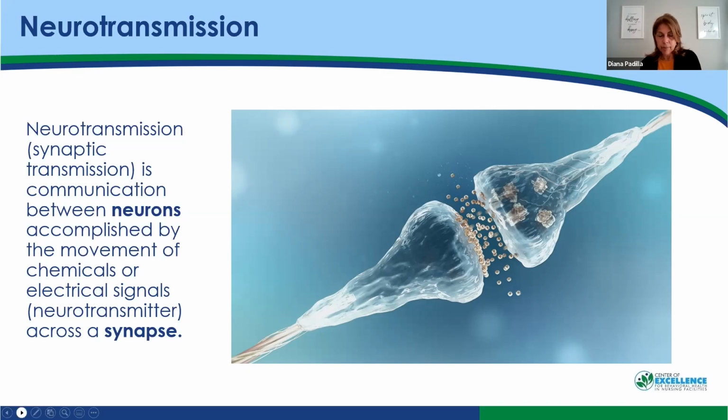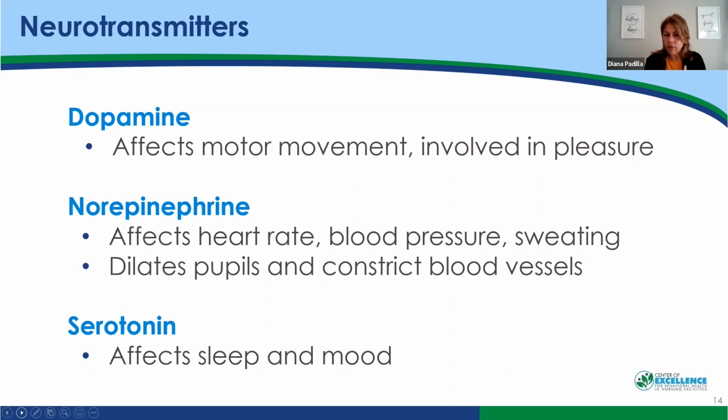Next slide. What we are familiar with is that dopamine is one of those neurotransmitters, very much associated with substances. It affects motor movement and is involved in pleasure. Norepinephrine affects heart rate, blood pressure, and sweating, dilates pupils, and constricts blood vessels. Serotonin affects sleep and mood. So different neurotransmitters are incited for different reasons to achieve different goals. Next slide.